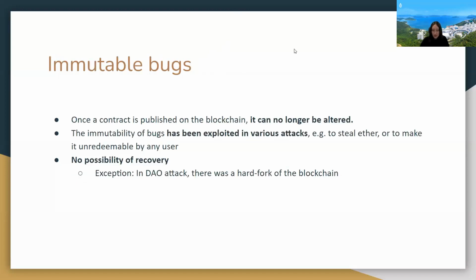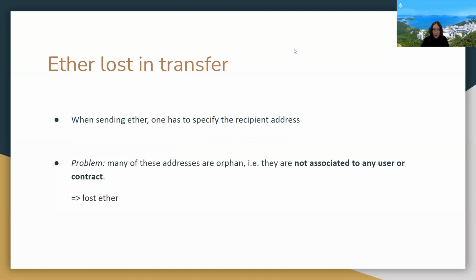The next vulnerability is that Ether might be lost in transfer. So when you're sending Ether, you have to specify the recipient address. However, the contract does not check if the recipient address is valid. And these addresses can be orphan addresses, and they might not be associated with any user or contract. So in this case, you would just lose Ether because you're sending to some orphan addresses.